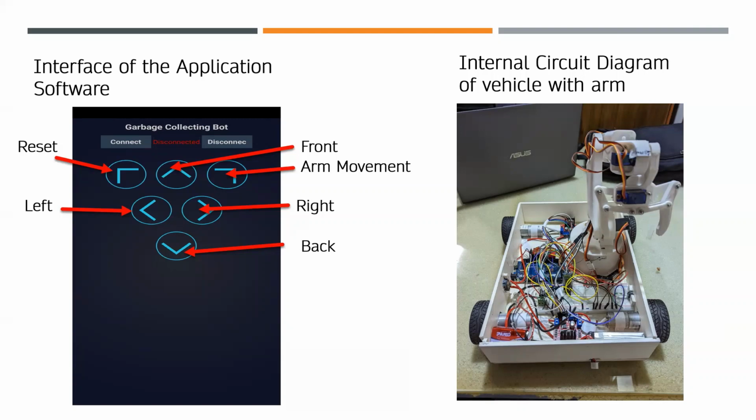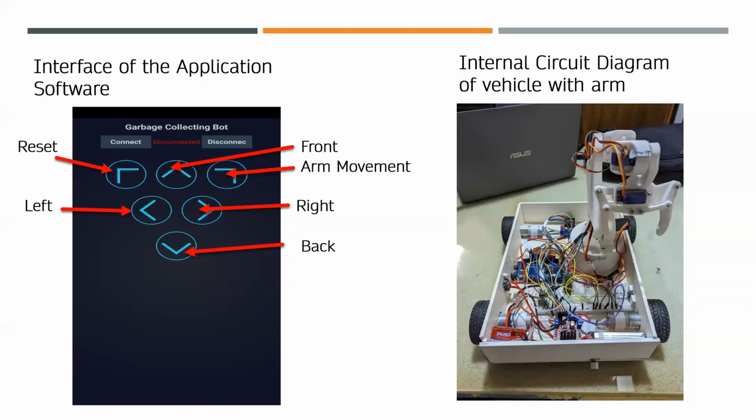There is a special command, arm movement. If we press this command, there will be a premeditated move from the arm. When we use it, if we place our vehicle in a specific place, then we press this button and our arm will perform a specific movement.